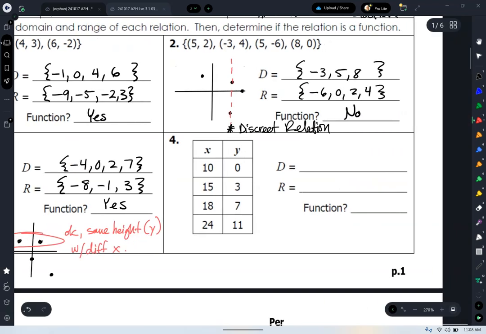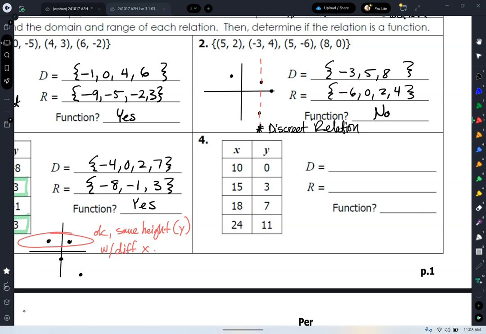Good? Last one, number 4. Go ahead, you finish that one up. Domain, range, yes or no function. And I want you to write whether it's discrete or continuous at the bottom. It's really easy. It's beautiful. They're not brackets. Okay? Is this discrete or is this continuous?